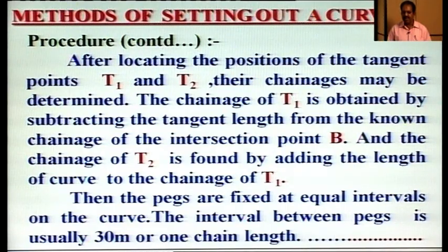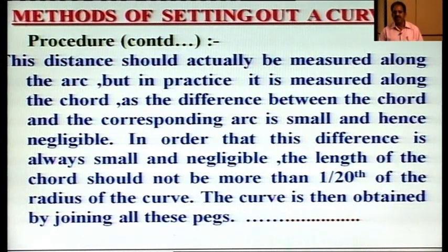Then the pegs are fixed at equal intervals, generally 30 meters. So, the interval between pegs is usually 30 meters or one chain length. This distance should actually be measured along the arc, but in practice it is measured along the chord, as the difference between chord and the corresponding arc is small and hence negligible. In order that the difference is always small and negligible, the length of the chord should not be more than 1/20th of the radius of the curve. The curve is then obtained by joining all these pegs we have just fixed.